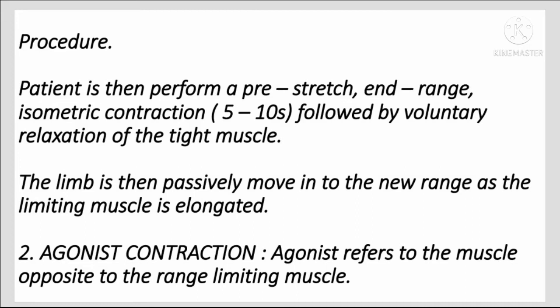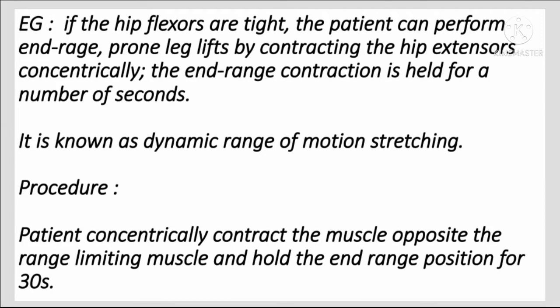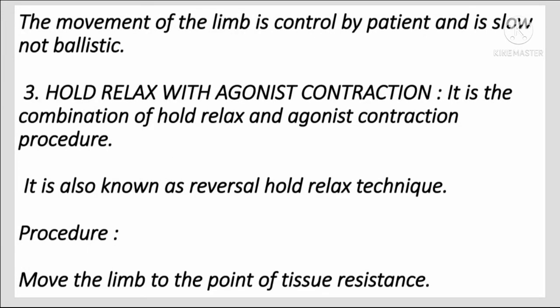The second one is agonist contraction. Agonist refers to the muscle opposite to the range limiting muscle. For example, if the hip flexors are tight, the patient can perform end range prone leg lifts by contracting the hip extensors concentrically. The end range contraction is held for a number of seconds. It is known as dynamic range of motion stretching. Procedure: the patient concentrically contracts the muscle opposite the range limiting muscle and holds the end range position for 30 seconds. The movement of the limb is controlled by the patient and it is slow, not ballistic.